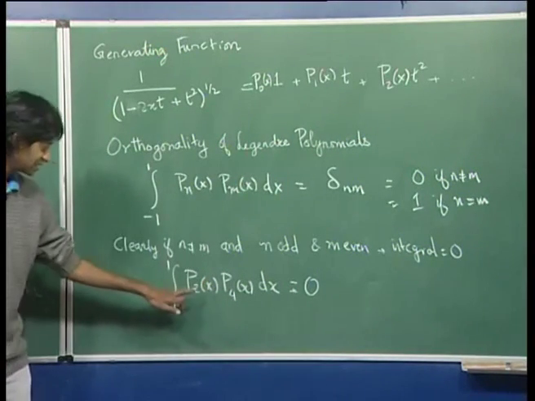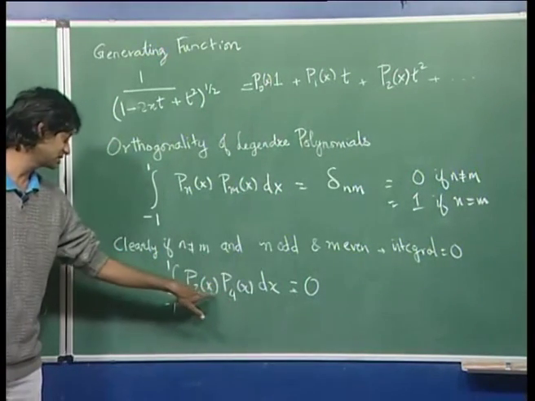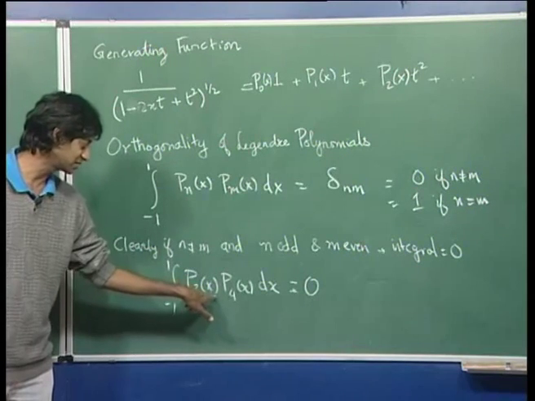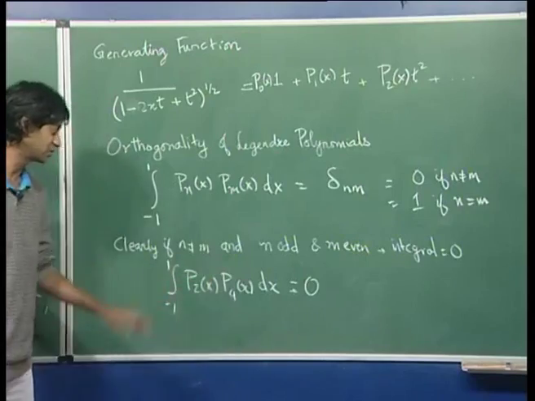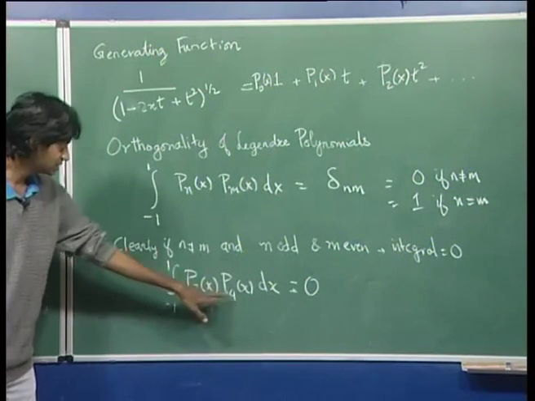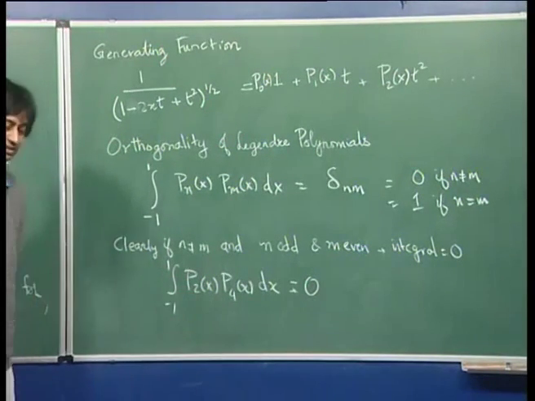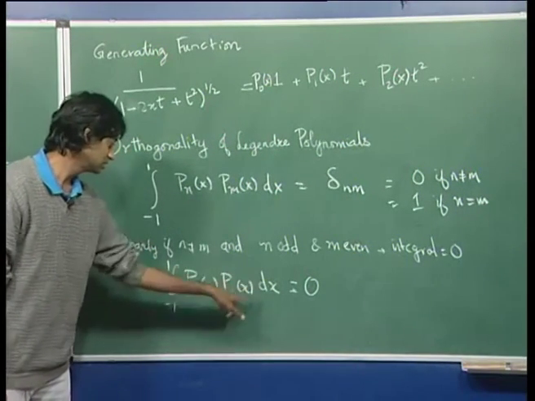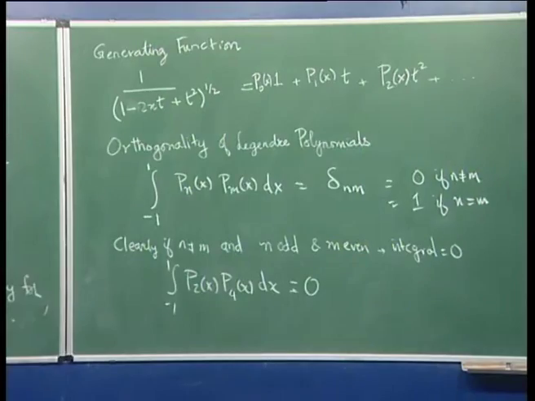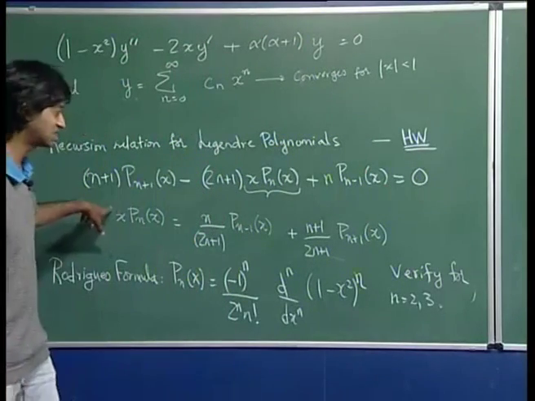Obviously, if I had taken p3 and p4, you would have said that p3 contains only odd terms, so it is an odd function of x, p4 contains only even terms, so it is an even function of x, their product is odd, so the integral is 0. But even if you take two different functions that are both even, so this is also even, this is also even, the whole integrand is an even function, still when you take two different polynomials, their integral is 0, and to show that you can use such a relation.